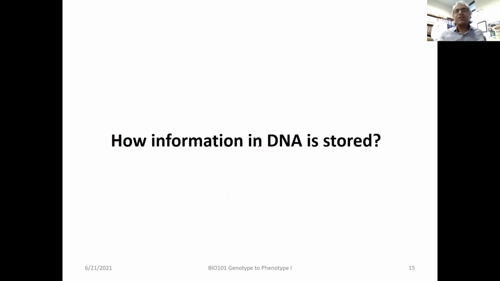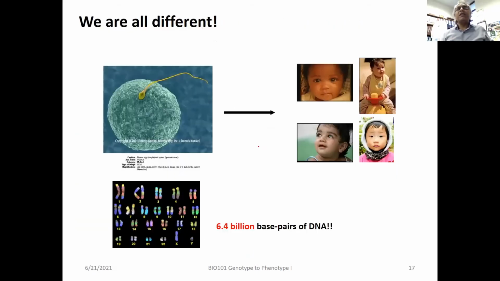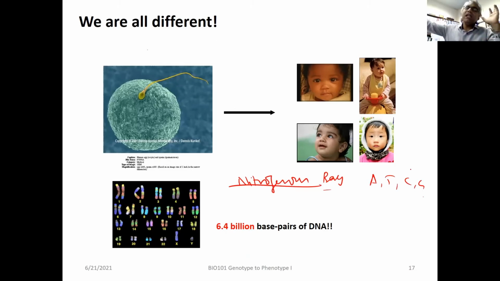So how this information is stored, I already told you. Information is stored in the form of nitrogenous bases. We have A, T, C, G, in all living organisms from bacteria to humans. This is the way how information is stored within DNA. Now, from species to species, the amount of information stored may vary, and the number of these bases definitely varies.